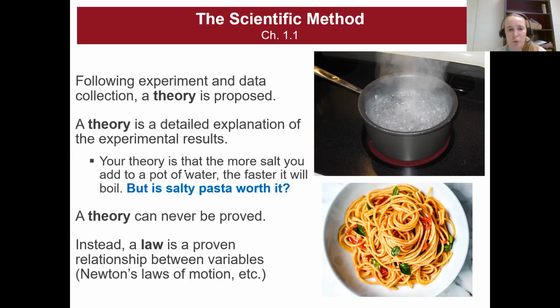Theory cannot be proved. So this theory cannot be proved, but if it is something that can be proven, if there's a proven relationship between variables, like Newton's laws of motion, where an action has an equal and opposite reaction, that is a law and it is proven. We have the numbers and the experience to back it up.